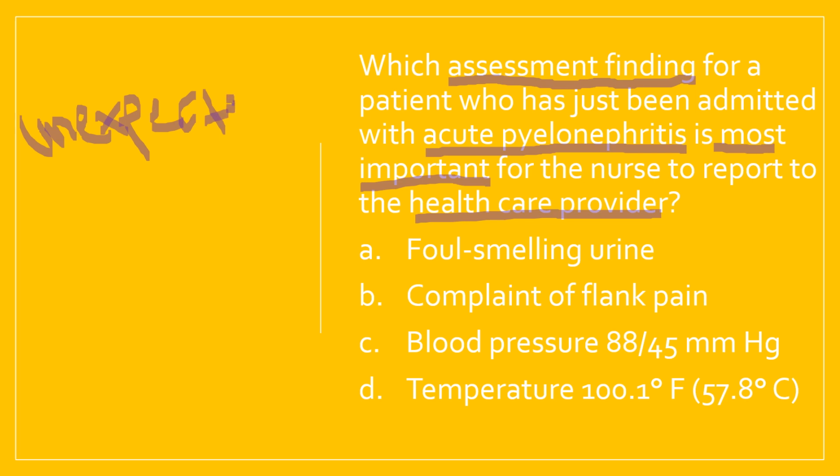So when you look at this question, you need to ask yourself, is this expected or unexpected? All right, foul-smelling urine. Well, a UTI can cause a pyelo, right? Pyelo is just an upper UTI if you look at some of what the books say. So upper UTI, pyelonephritis, your kidneys. So the UTI has traveled to the kidneys. So this is expected. Complaint of flank pain. We already said flank pain was a finding for pyelo.